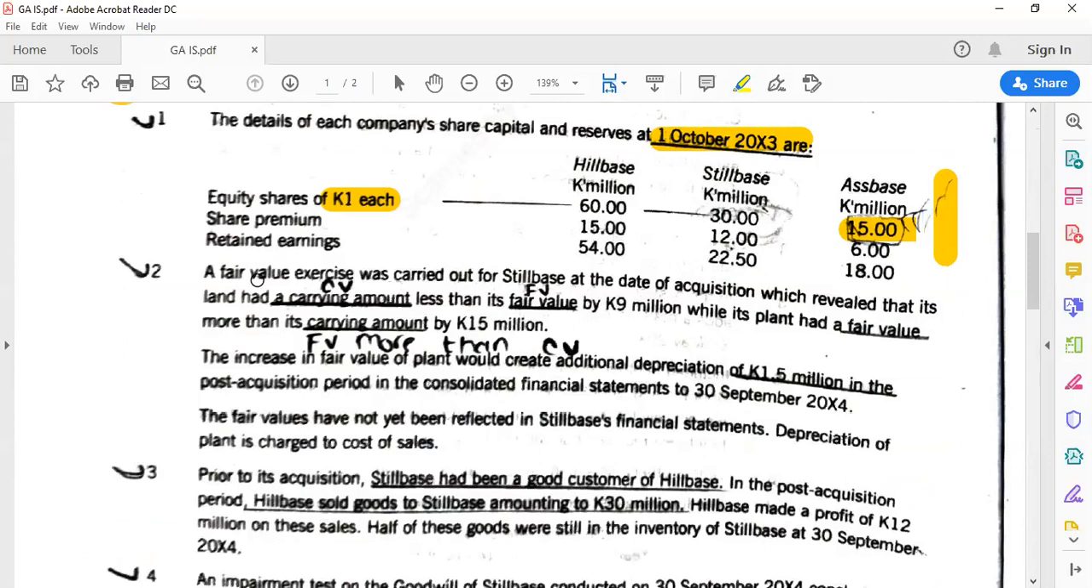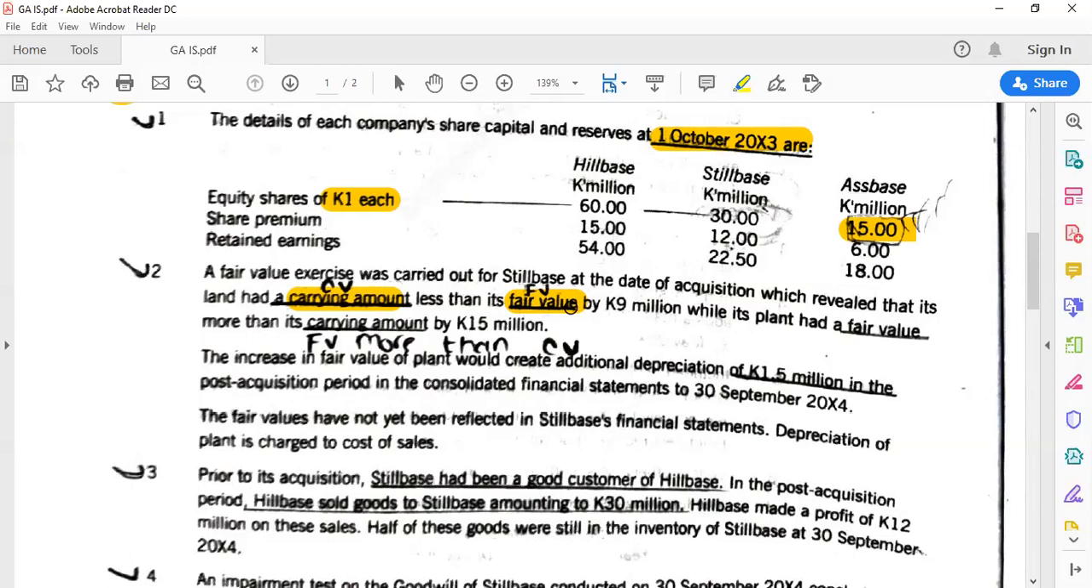Note number 2 says a fair value exercise was carried out for Steelbase at the date of acquisition, which revealed that its land had a carrying amount less than its fair value. What did we say when we did IAS 36? When the carrying amount is less than the fair value, what do we say? Is it true that we said the asset has been impaired? We didn't say that. We said the opposite.